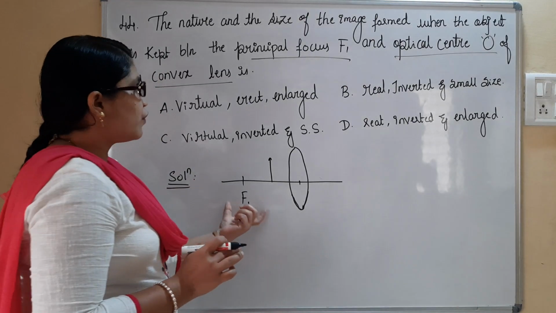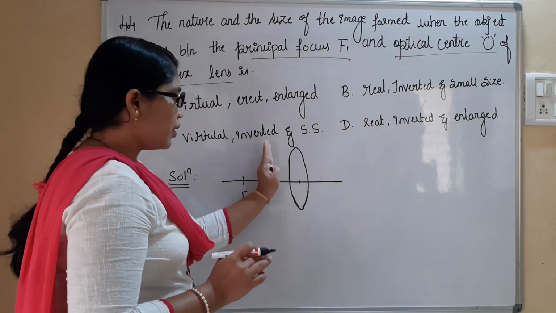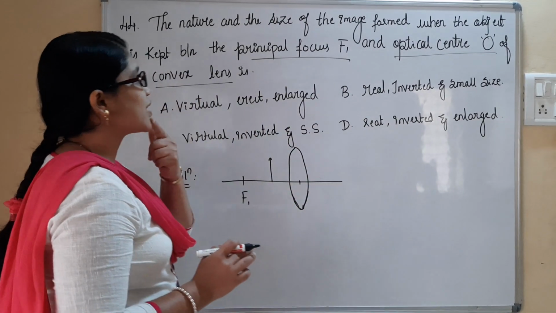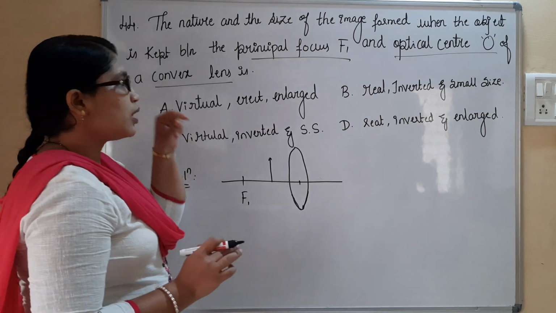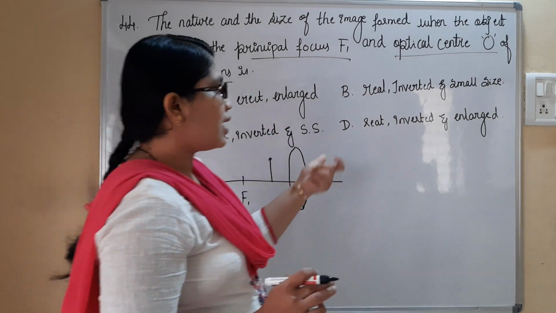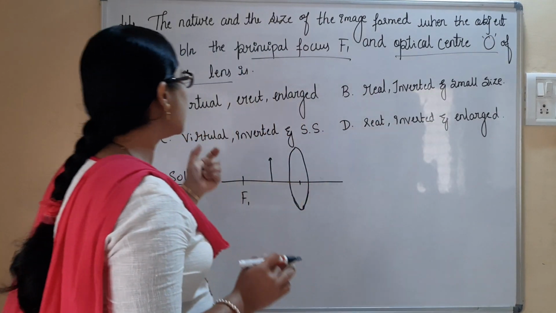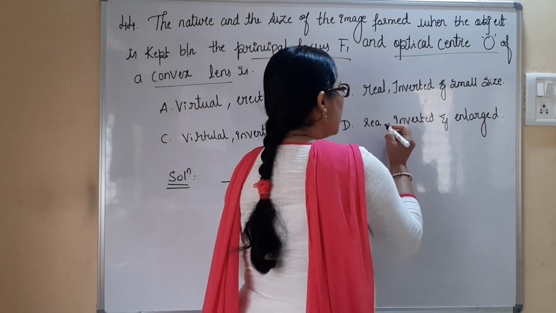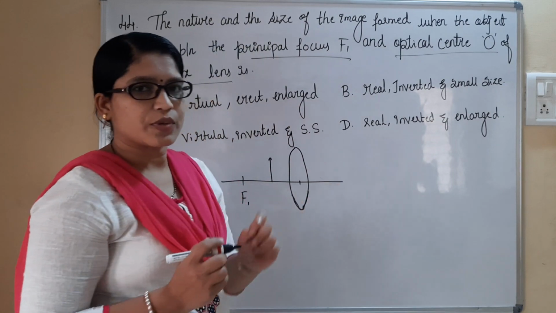So if the principal focus is kept here, in between we have kept the object, and we have a convex lens. Four options are being given. The image formed is virtual, erect and enlarged; real, inverted and small in size; virtual, inverted, small size; and real, inverted and enlarged. Four options we have here.